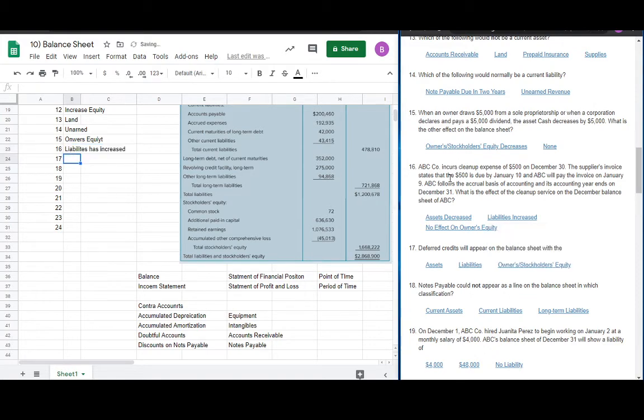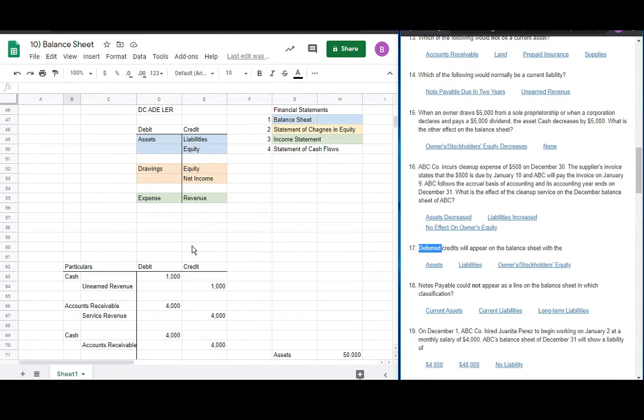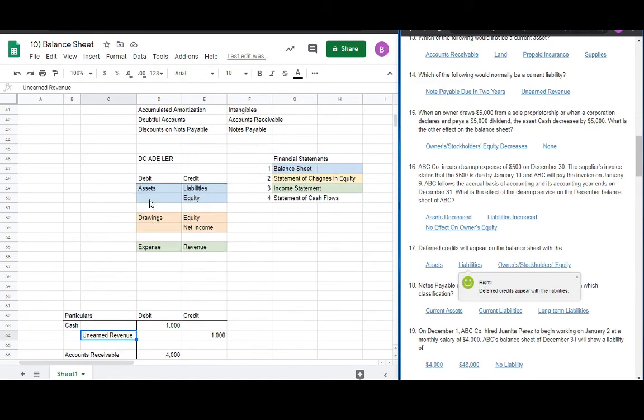And number 17, deferred credits will appear on the balance sheet as what? What are deferred credits? They are unearned credits, unearned revenues, deferred revenues. And this is a deferred credit, unearned revenue. So it is a liability.